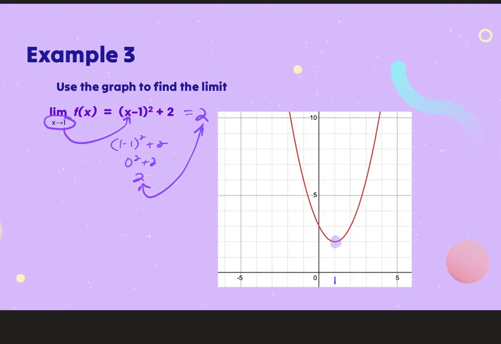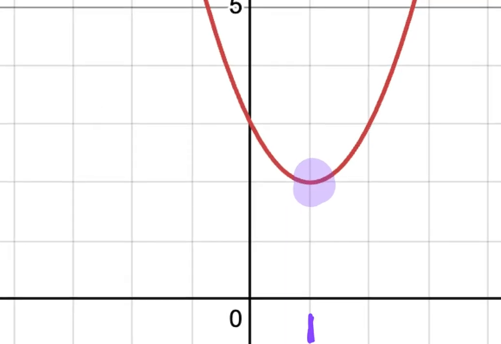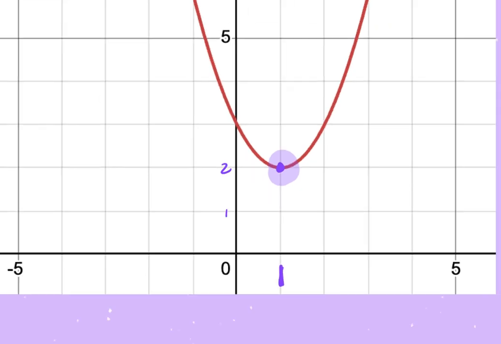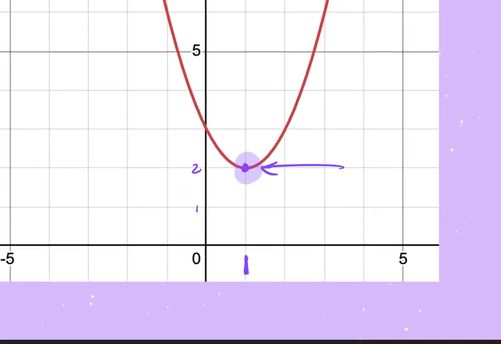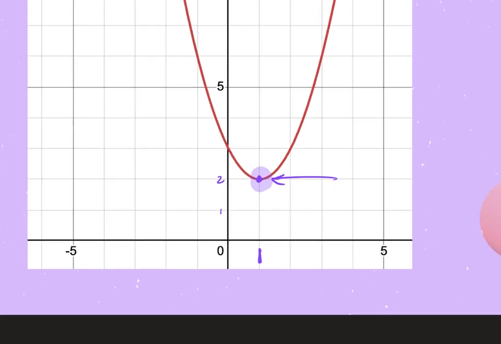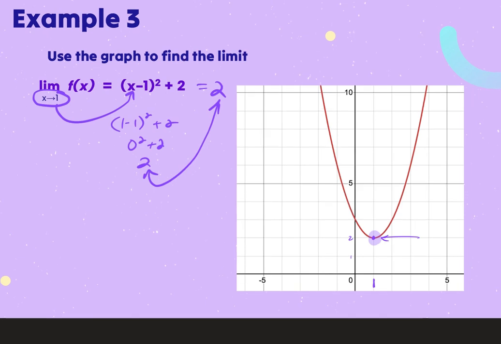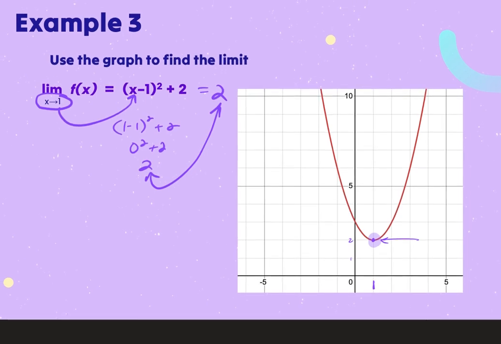Easy stuff, yes? How could you tell from the graph that it's 2? You just have to find the point where x is 1. So x is 1 here. And then this is 1, 2. So you're looking for the y. It's the y value, because that's what f of x is, right? F of x is the y. So it's the y value when x is 1. Questions?